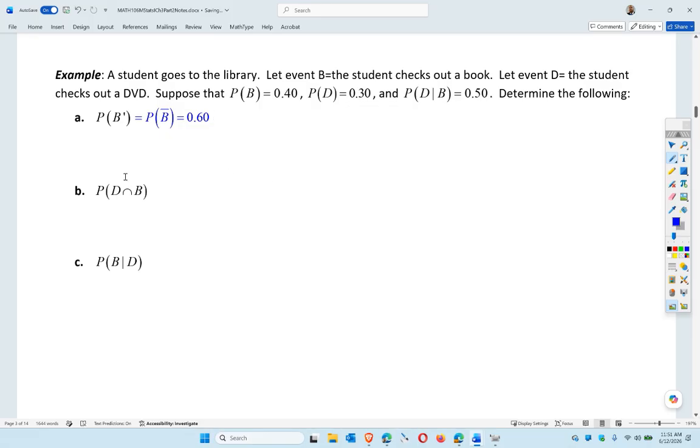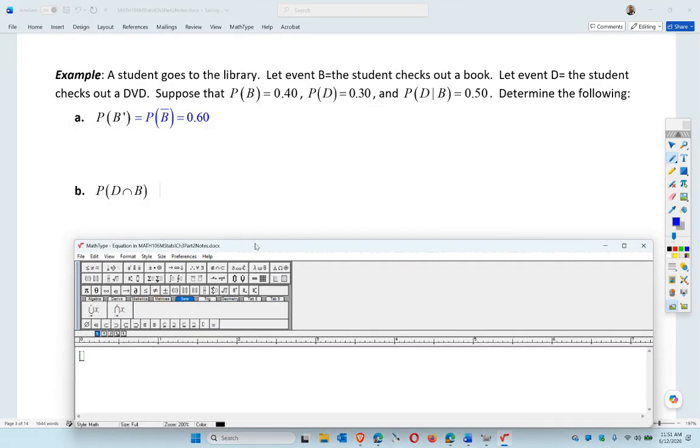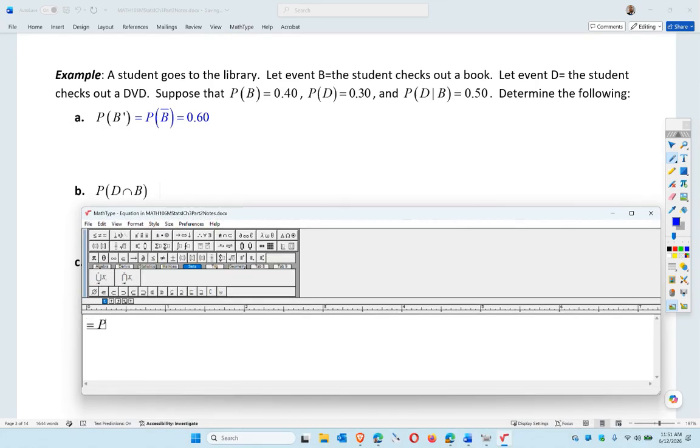All right, so D and B. We'll math type that up there. So it equals the probability of D times the probability of B. Oh, but the problem is I can't do that because it's a conditional, isn't it? So they said it's the condition of D.